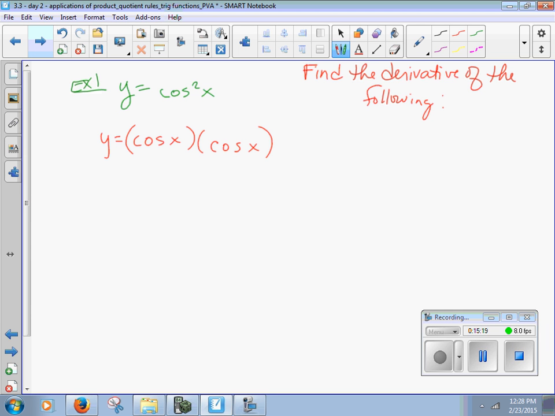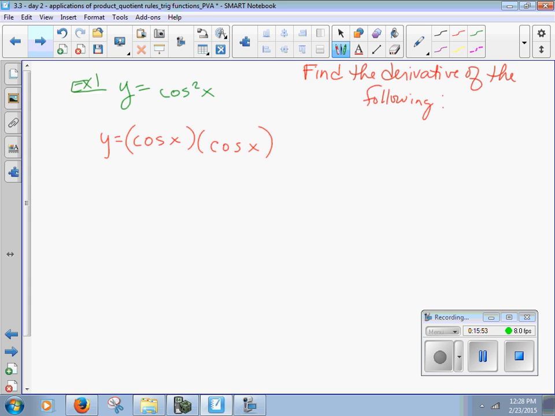Okay, cosine squared, what does that mean? There's a cosine being multiplied by a cosine. Cosine squared means that there's a cosine multiplied by another cosine. Do you guys agree with that? Can we find the derivative of that?